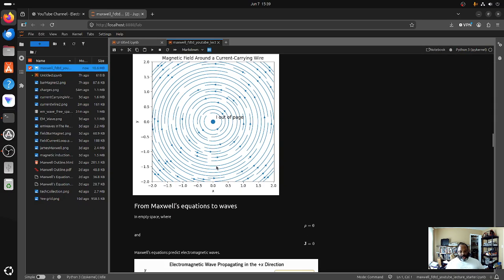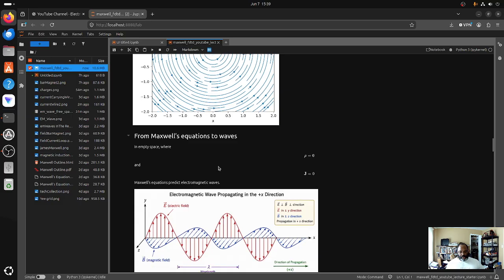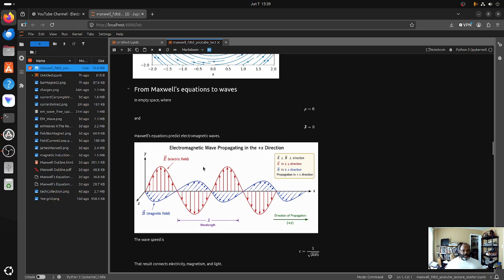Now we want to go from Maxwell's equations to waves. So we're going to first assume that we are in free space. In free space, there is no charge density and there are no current densities. Based on Maxwell's equations, I can propagate an electromagnetic wave, for example a light wave or a radio wave, through free space. We can see here that I have an axis that helps us to picture the propagation of this wave.